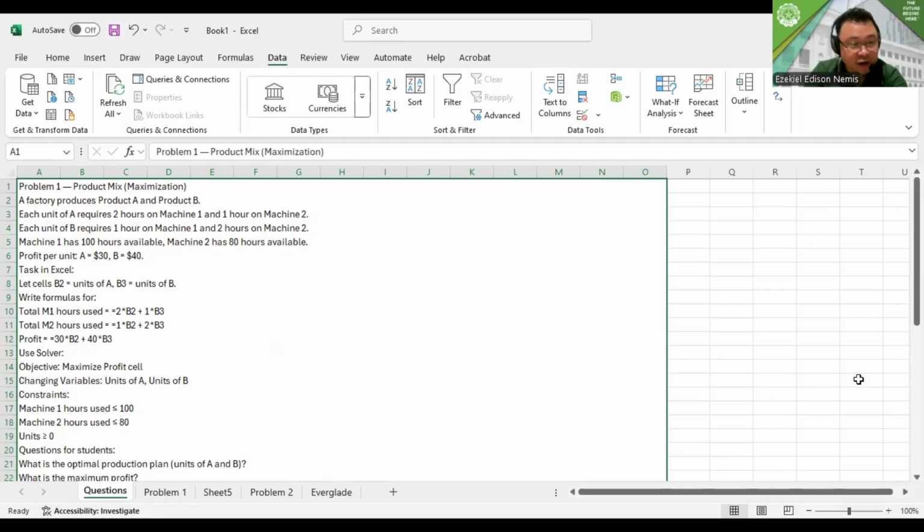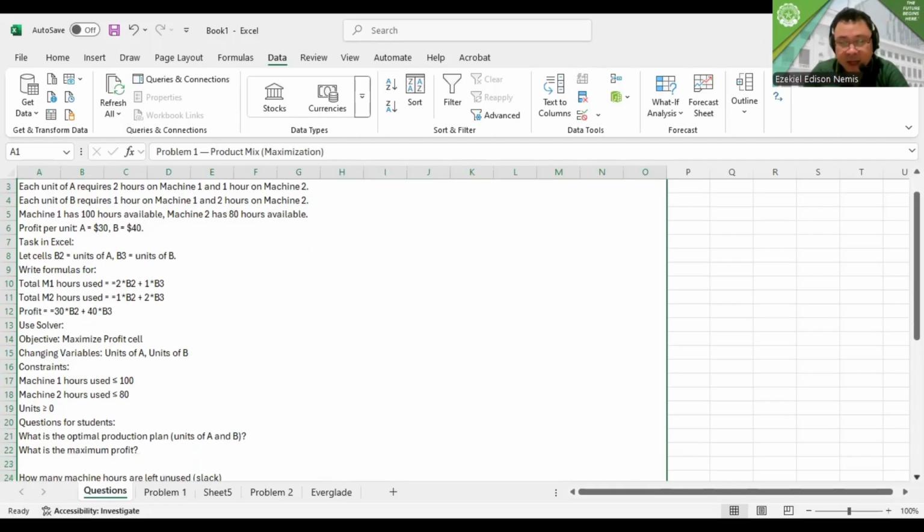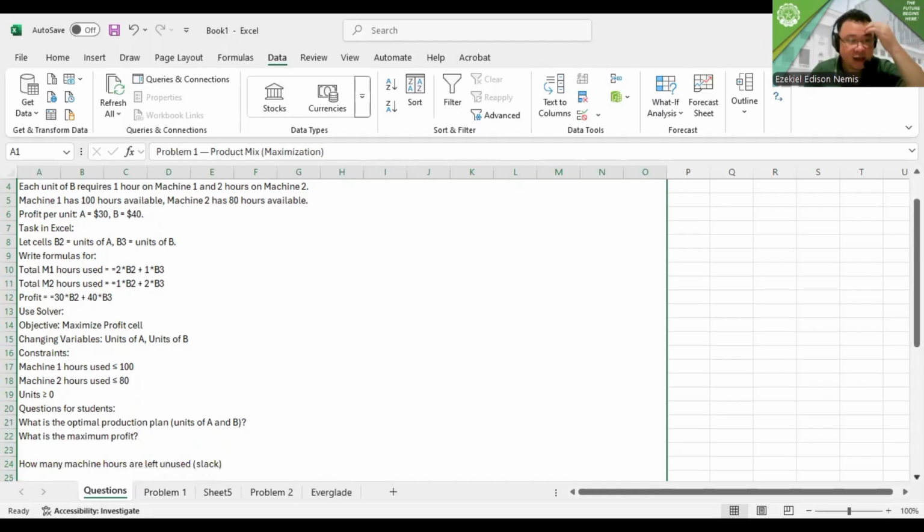All right, so here are the constraints. We have the constraints of machine 1 hours used is less than or equal to 100, and machine 2 hours used is less than or equal to 80, and units produced is greater than or equal to 0. So here are the questions. Number one, what is the optimal product plan for units A and B? Number two, what is the maximum profit? And number three, how many machine hours are left unused, the slack?